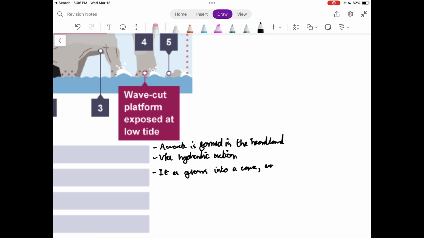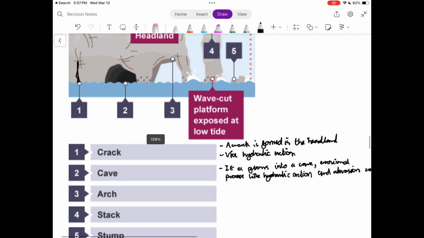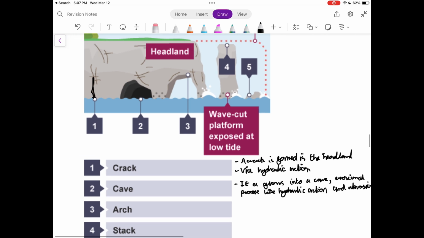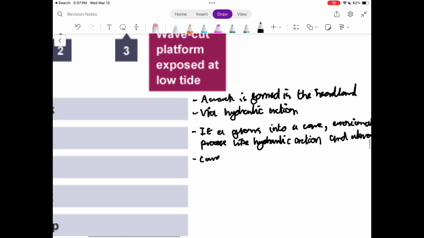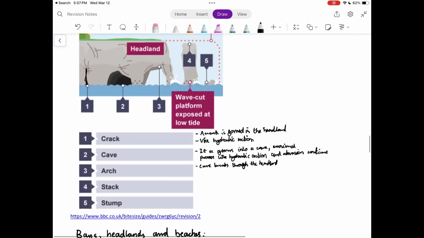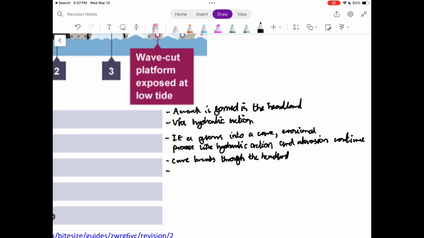And then erosional processes like hydraulic action and abrasion continue. And this causes the cave to break through the headland at point 3. So the cave breaks through the headland. So this is what forms an arch. So this part here is an arch.